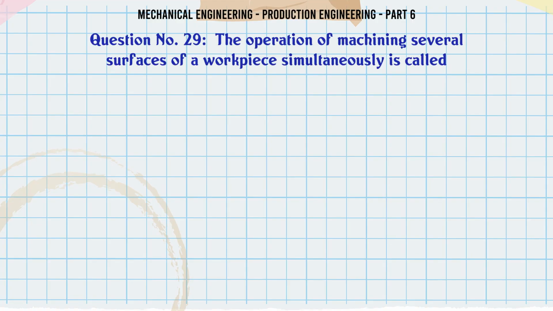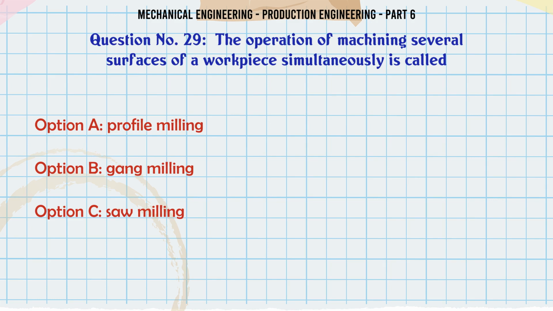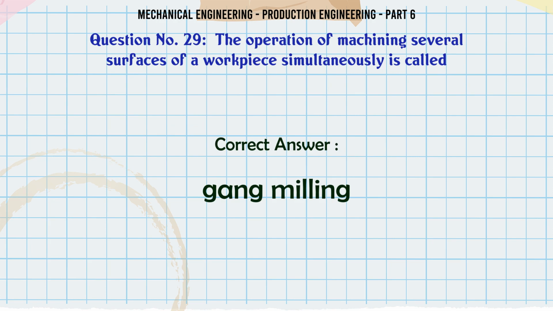The operation of machining several surfaces of a workpiece simultaneously is called A. Profile milling. B. Gang milling. C. Saw milling. D. Helical milling. The correct answer is gang milling.